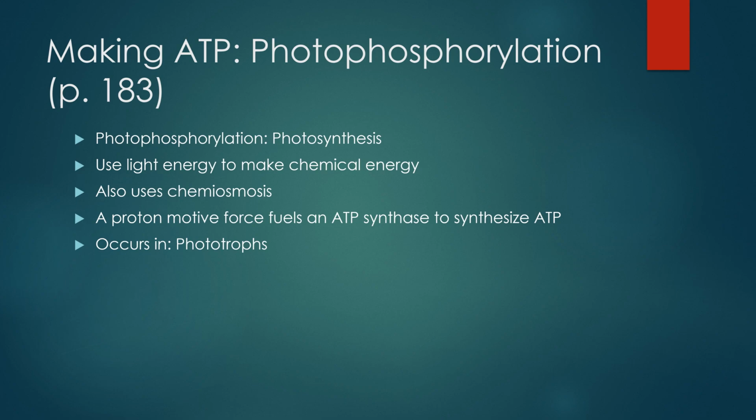So this type of phosphorylation is going to be photophosphorylation. These will also use chemiosmosis, and it's going to be a lot of cells using photosynthesis where they will use light energy to make chemical energy. And very similarly to oxidative phosphorylation, they will use a proton motive force to fuel an ATP synthase to synthesize ATP. And this is mainly going to occur in phototrophs.